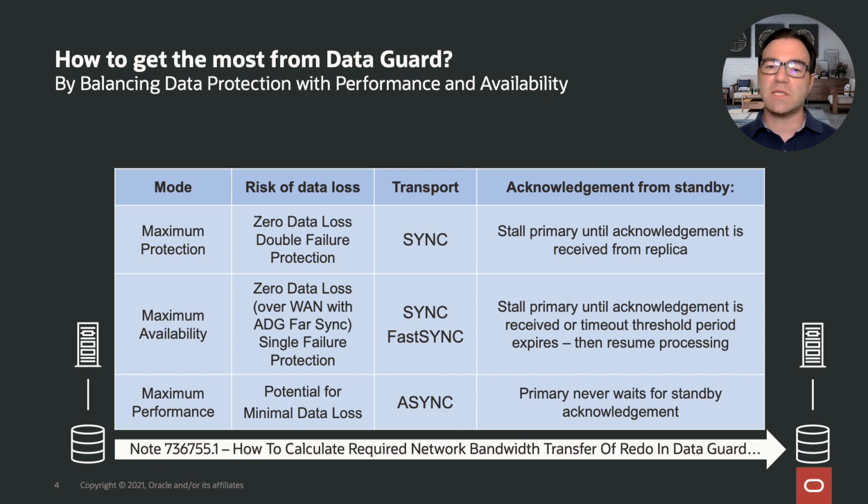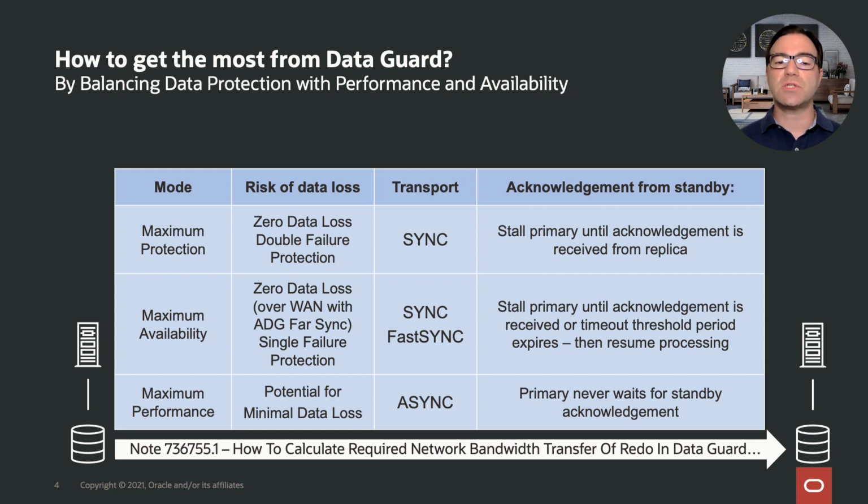If this is not acceptable for you, your environment, or your application, then maximum availability is probably the mode that you'd like to adopt. Maximum availability guarantees zero data loss for single failure protection. And if the primary is a little bit further apart from the standby, you can even get that zero data loss using Active Data Guard FastSync, which we'll talk about in a few more slides.